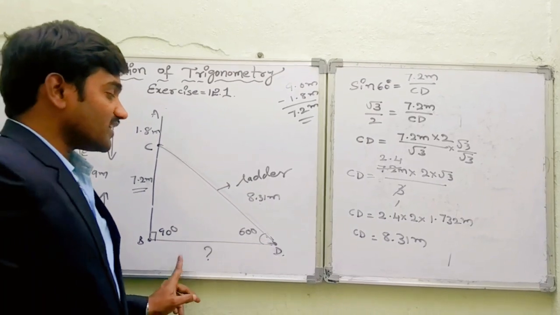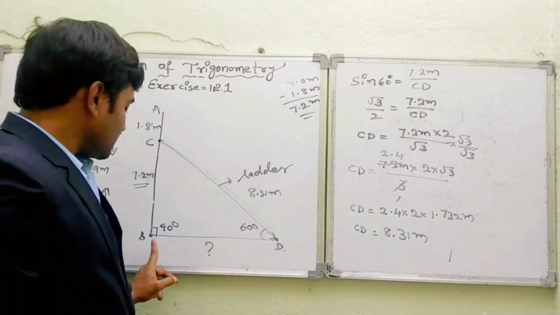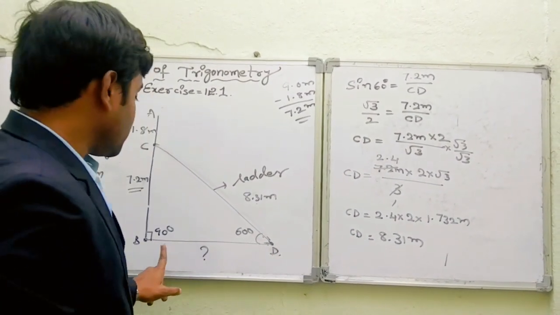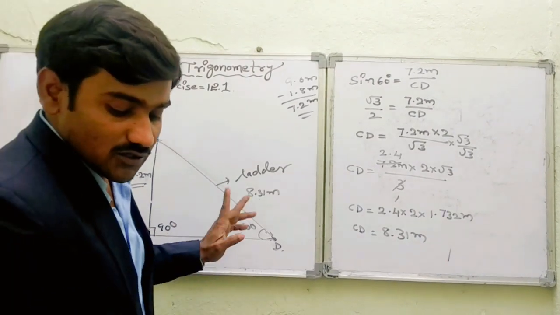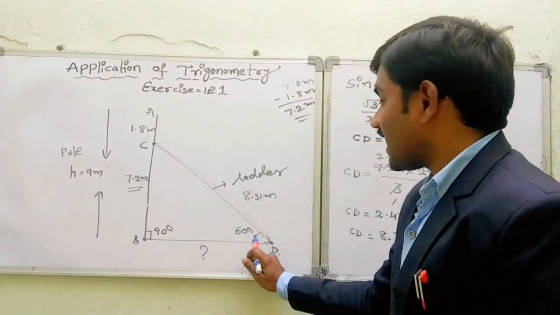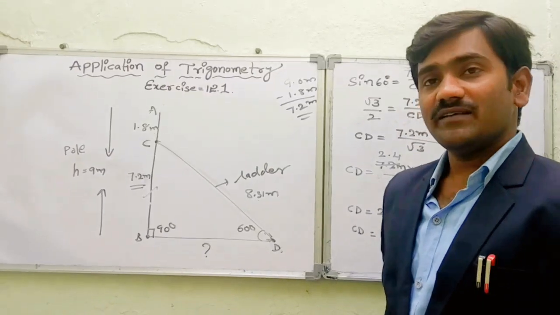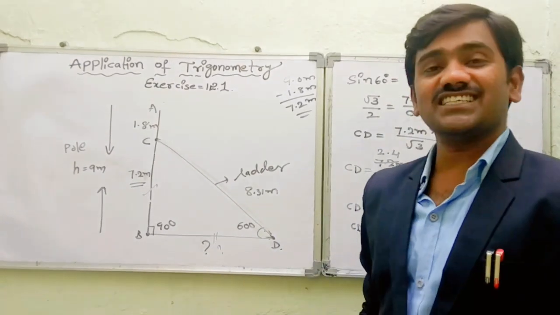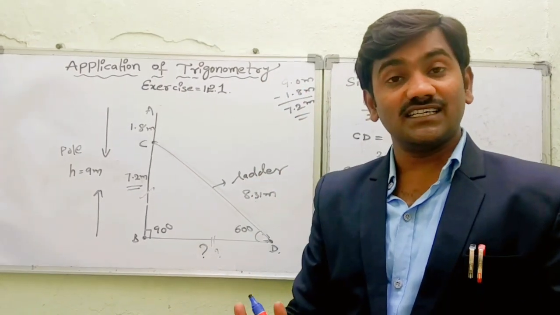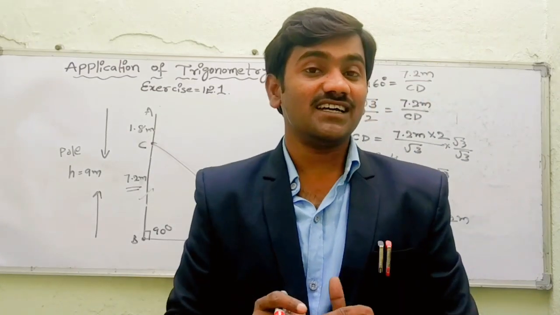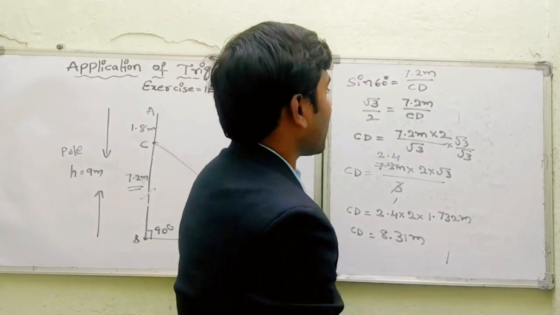Now we need to find out the distance from the foot of the ladder to the foot of the pole. So let's see what this is now. For this angle, we know the opposite side. We need to find this adjacent side. Opposite by adjacent, this idea we need to get. Opposite by adjacent is tan. So let us find out the tan now.